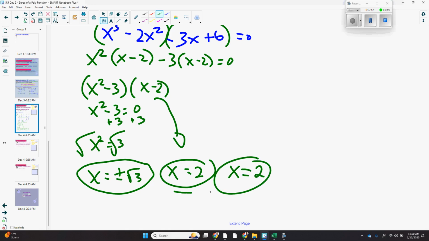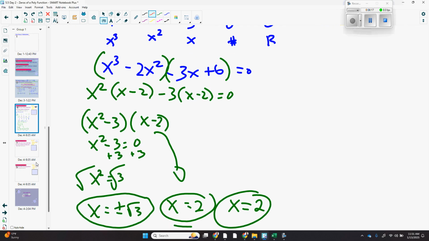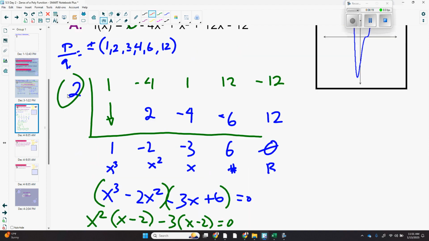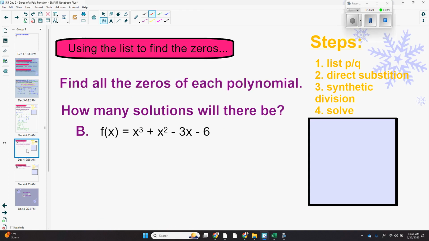All right, now because these have doubled, x equals 2 and x equals 2, that's a characteristic of a polynomial that bounces off our x-axis. So if I were to go over here and click this, you can see it bounces off probably at 2, is right where that's happening. And then it crosses back here at, what was the other one? Negative square root of 3. Okay? All right, let's go to our next problem.